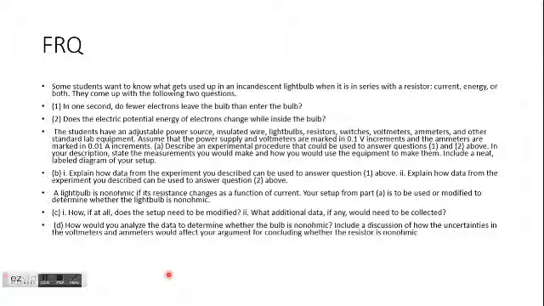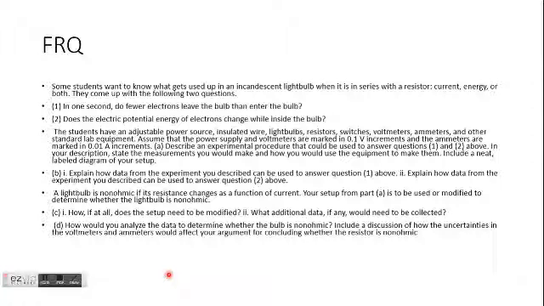Okay, FRQ. This one I got from the 2015 Physics 1 exam, and this was one of the harder problems. Some students want to know what happens in the incandescent light bulb when it's in series with the resistor: current, energy, or both. They come up with the following 2 questions. What gets used up? Current, energy, or both?